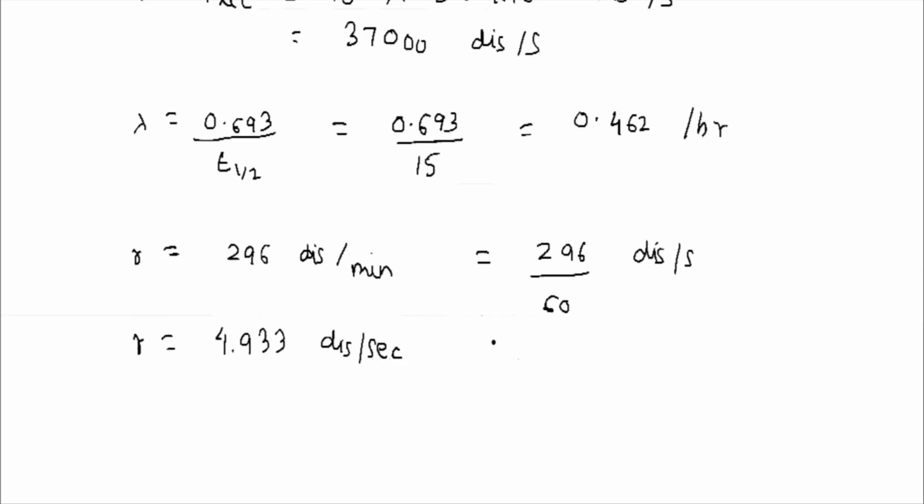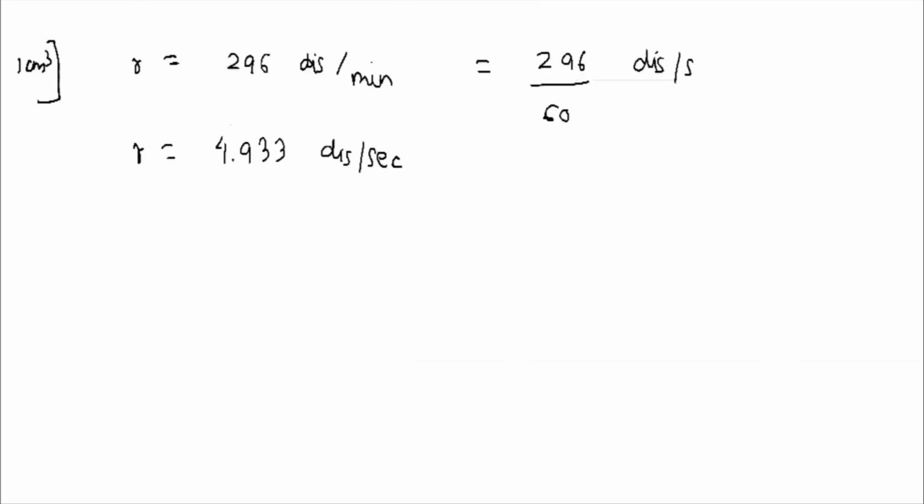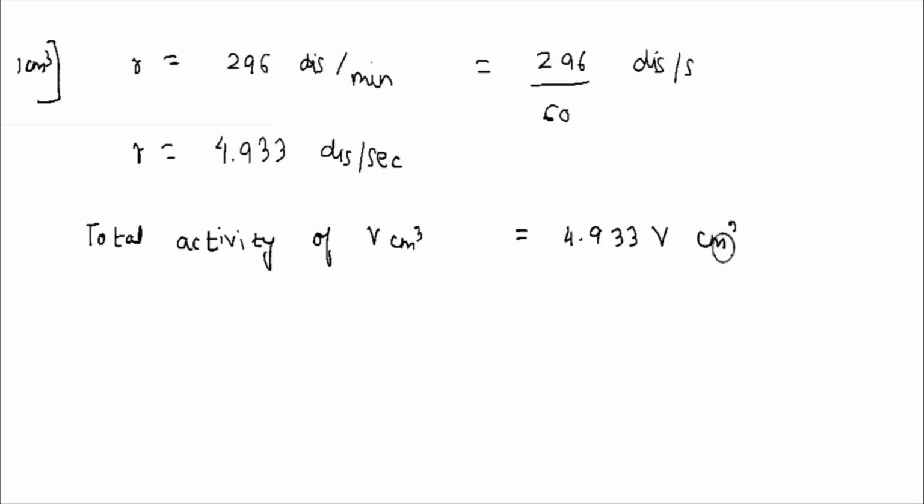Now this value is just for a sample of 1 centimeter cube. Now for example, the total volume is capital V. So what would be the total activity of V centimeter cube? That would be equal to V multiplied by this, so it would be 4.933 into capital V. For example, capital V is the volume of the total.